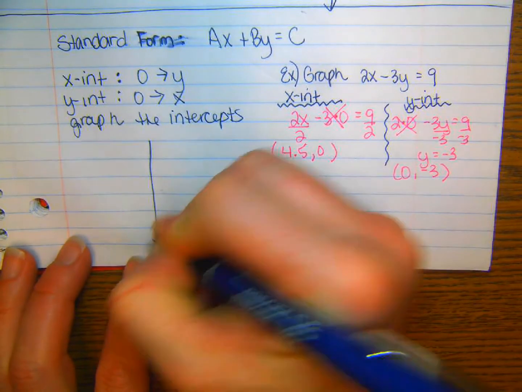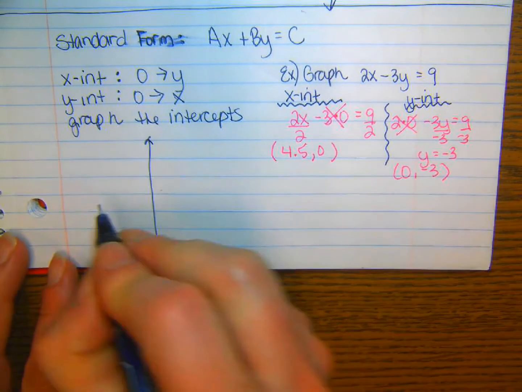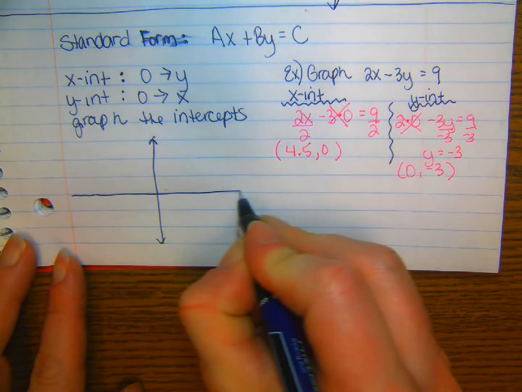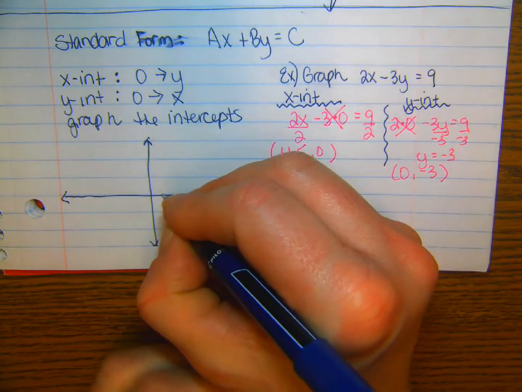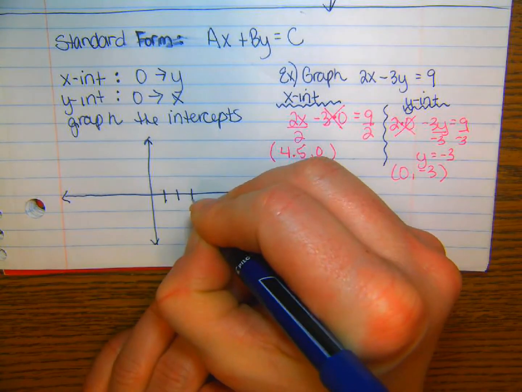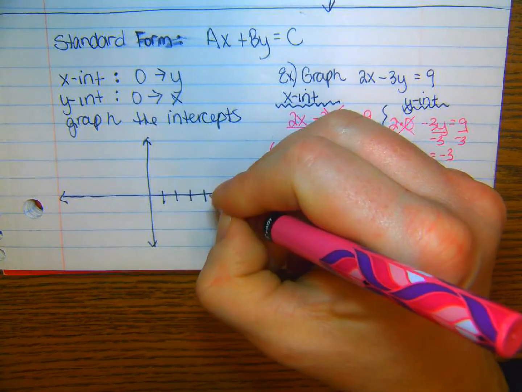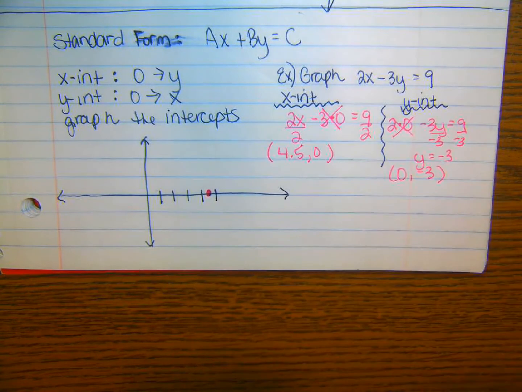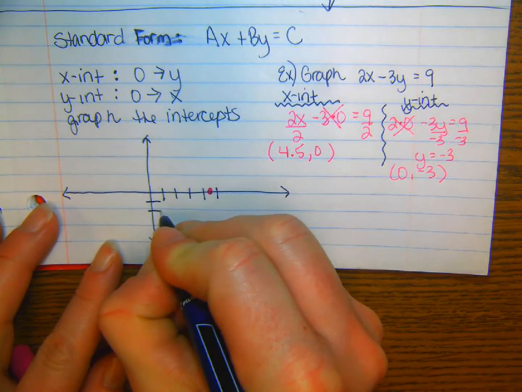And then I simply plot those two separate points and connect them. So (4.5, 0), let's see, 1, 2, 3, 4. If I did that, 4.5 would be halfway between 4 and 5. And I'm going to go down 3.